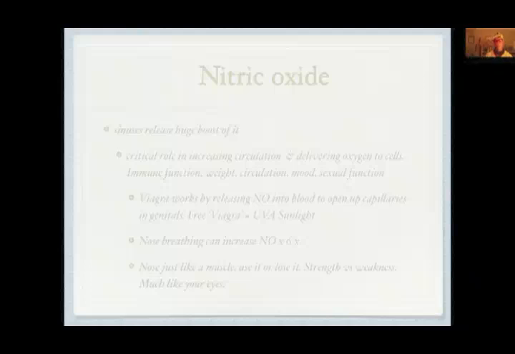Free Viagra is UVA sunlight. So nitric oxide is released when we get UVA sunlight. So UVA comes out a little bit after the sunrise. It's going to depend on where you live and the time of season. And so get the D-Minder app. It will tell you when it goes from 0 UV to 1 UV. And once that 1 UV is out, that's UVA light.